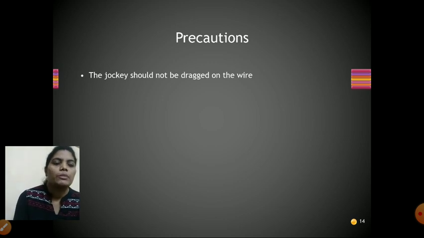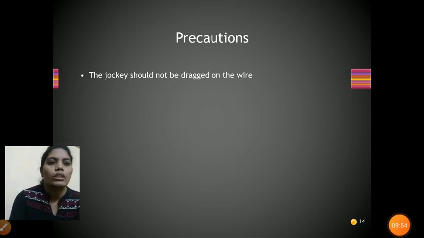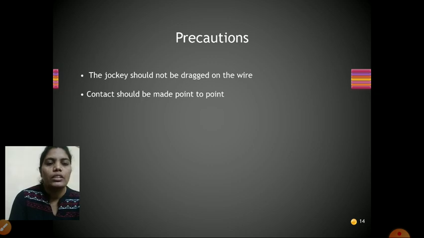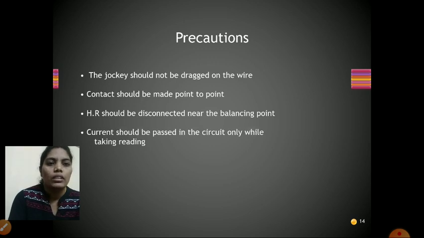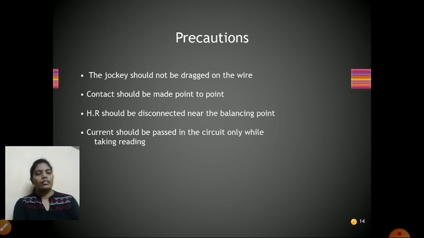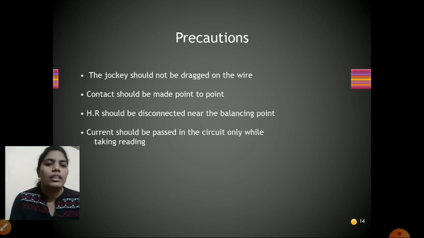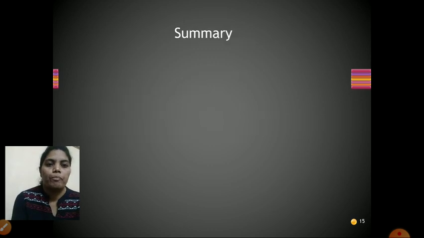While doing this experiment, we need to take some precautions. The jockey should not be dragged on the wire. Contact should be made point to point. Very important precaution: high resistance should be disconnected near the balancing point. Current should be passed in the circuit only while taking readings. So when we are not taking readings, we can switch off the battery, or else we can open the key which is connected at the battery.